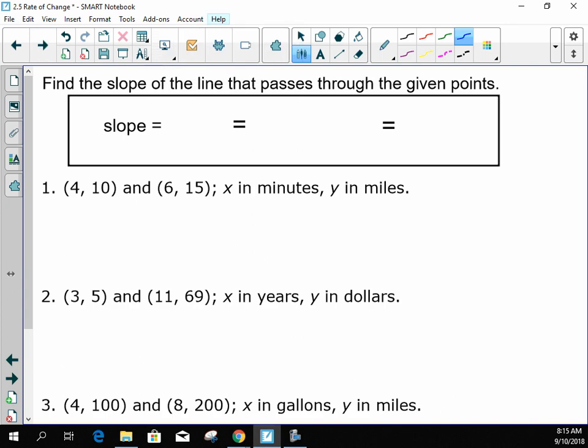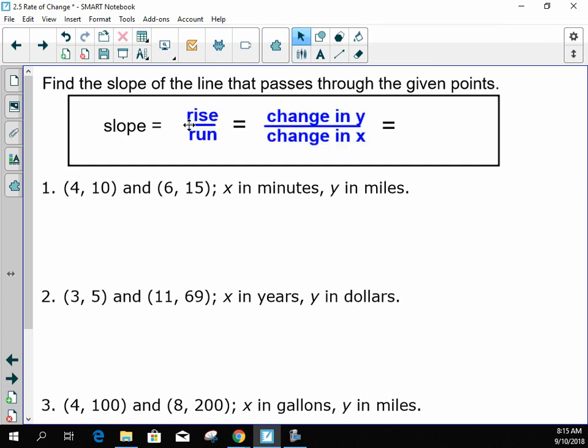Find the slope of a line that passes through given points. Your slope is rise over run. Again, you learned this in junior high. It is the change in y over the change in x. You write this down because you're taking notes. However, with the warm-ups, you just do them, or you look back at your notes. You don't just copy down what I do. So it's y2 minus y1 over x2 minus x1. That's your ordered pair.